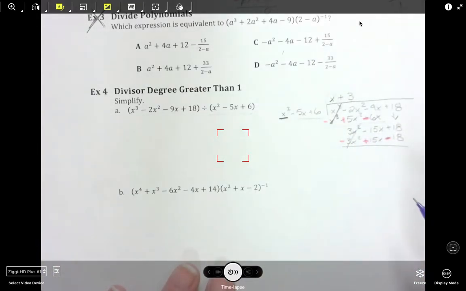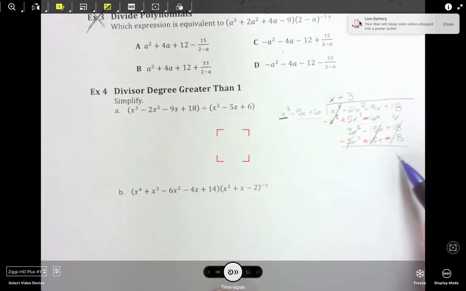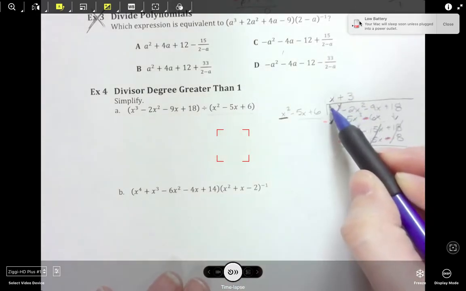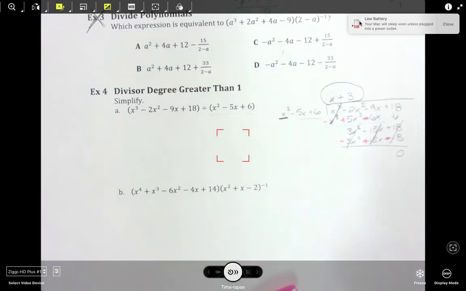These are going to cancel out. Negative 15 and positive 15 cancel out, and positive 18 and negative 18 cancel out. So I end up with 0 as my remainder, and x plus 3 is my answer.